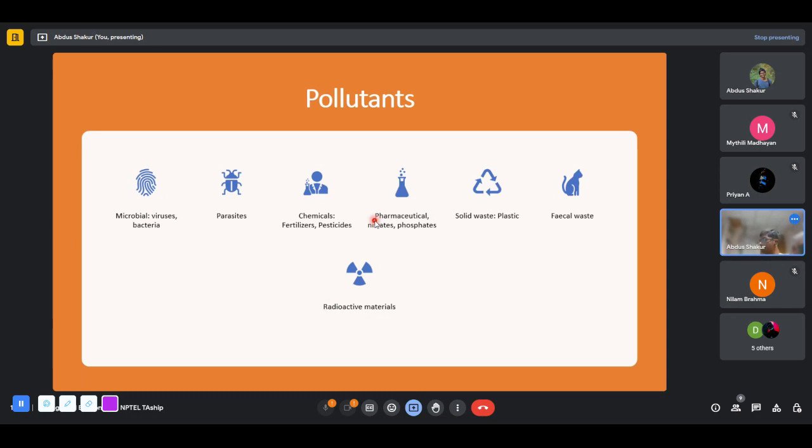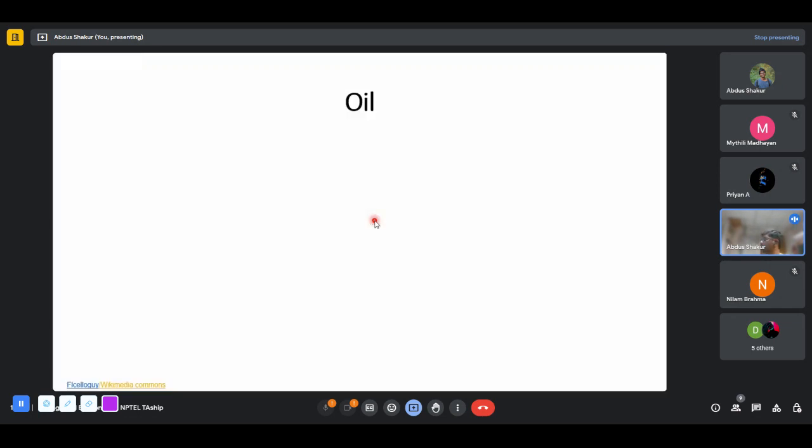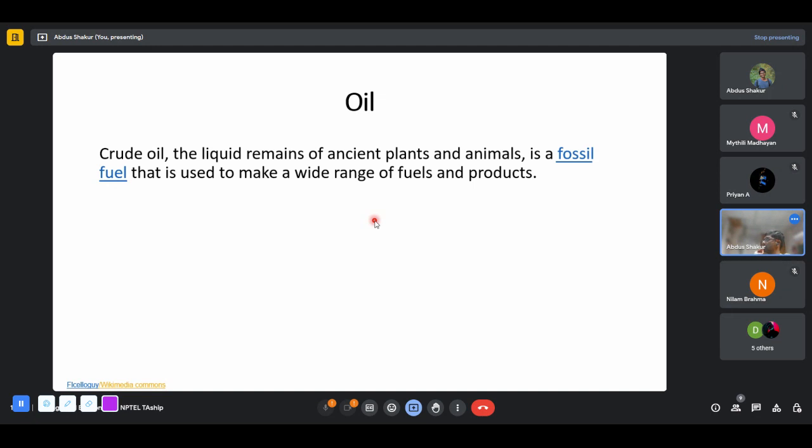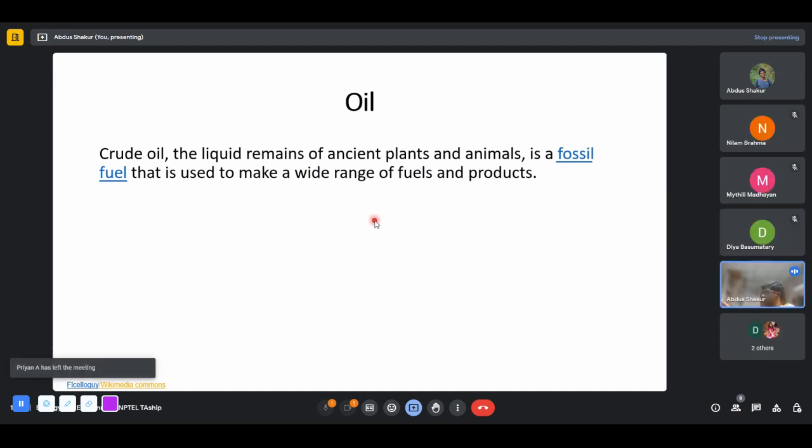Okay, let's just go about oil. What I mean by oil is basically crude oil. And you might have heard that this crude oil is basically the liquid remains of ancient plants and animals that have been fossilized over thousands of years, and that's why they are also referred to as fossil fuels. And these are used to make a wide range of fuels and products which we burn.